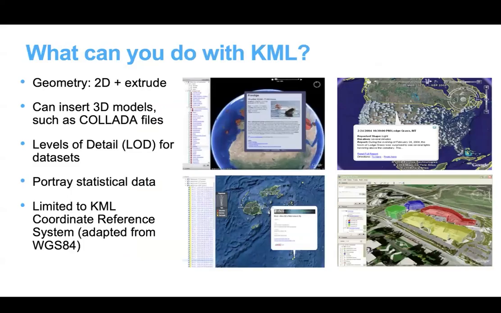The geometry of KML is basically a footprint of something and extruded. That's your 3D of your native geometric objects. You can insert 3D models, say Collada files, into your KML scene, but very quickly it becomes overwhelmed and non-performant. There are some degrees of levels of detail. You can portray some other interesting attributed data that's related to your objects, but it's fairly straightforward, fairly simple, and has a single coordinate reference system, so somewhat limited in what you can do.